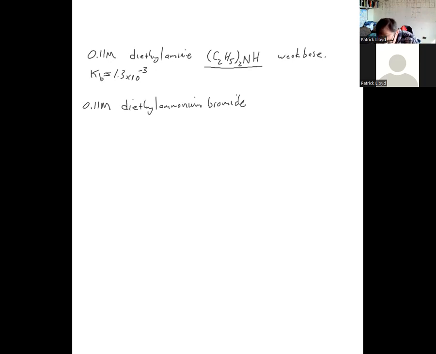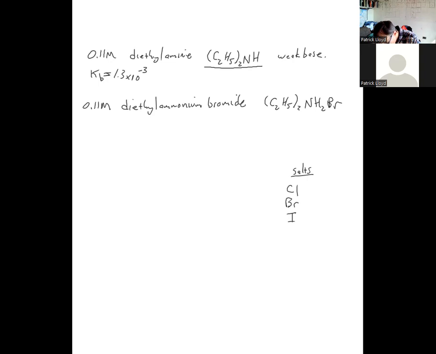Okay, and they give you the formula, C2H5, and H2. Okay, so just a reminder, bromide salts, chloride salts, let's do chloride above. Chloride, bromide, and iodide salts.